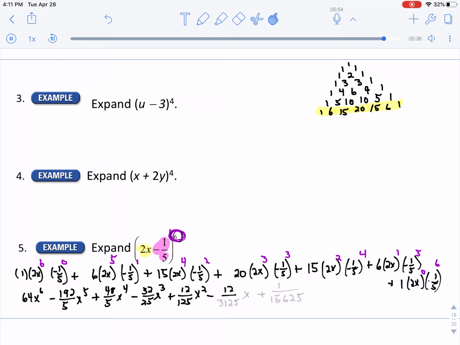over 3,125 x plus 1 over 15,625, and that's the answer. And as I said, you're going to want to use a calculator for that, and I hope I didn't make any mistakes. So that's problem 5 on 8.7b.